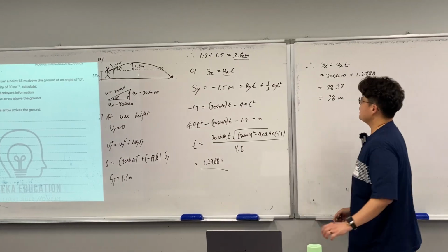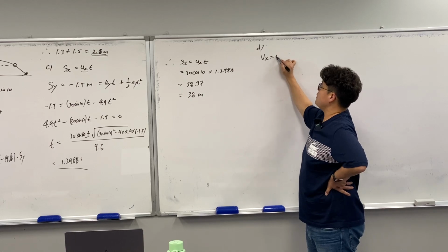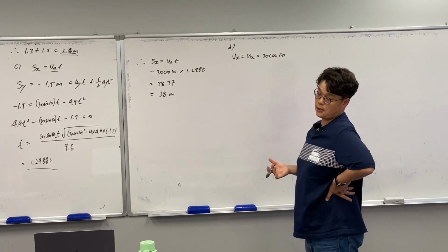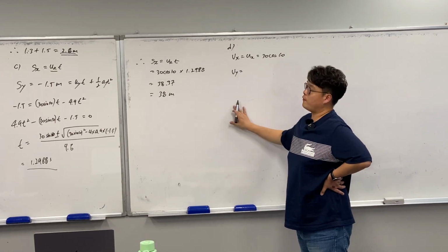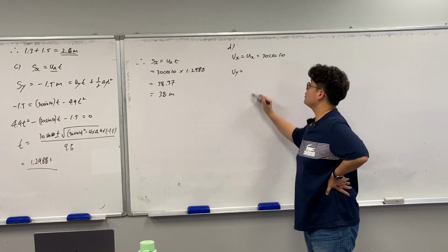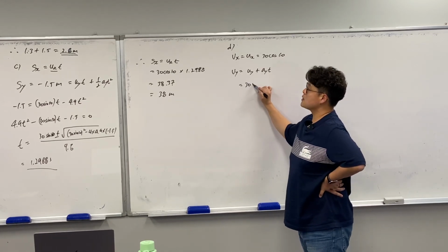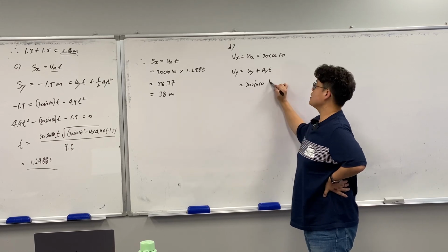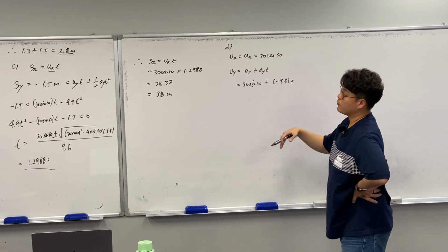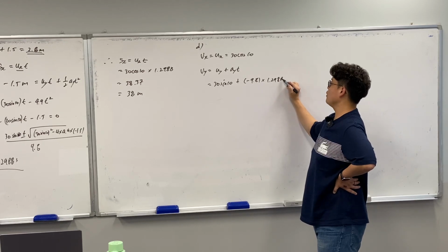Okay, now part D. Let's find the final velocity from here. What do we know? The Vx is the same as the Ux value, which is given as 30 cos 10. For Vy, we have to find a different value, which is equal to Uy plus Ayt. The Uy value was given as 30 sine 10, plus minus 9.8 times that time taken. The total time we found in question C was 1.2988, or 1.3 approximately.